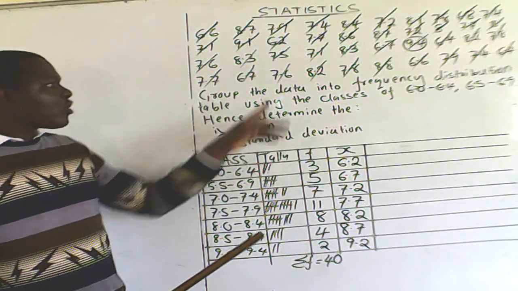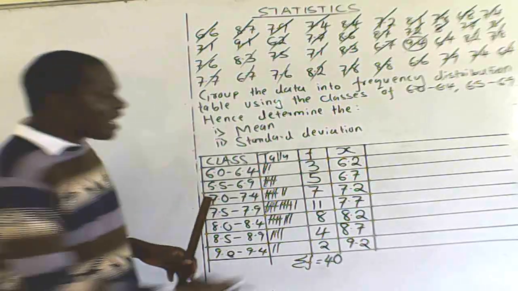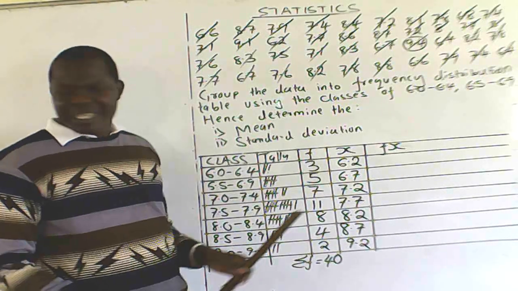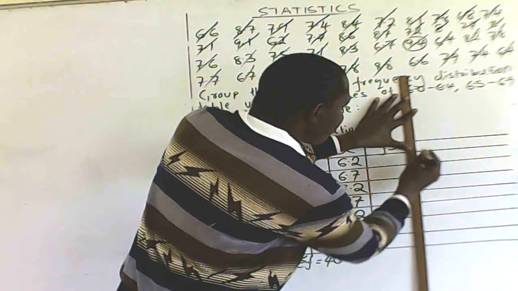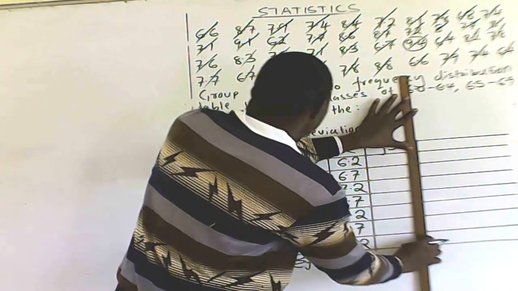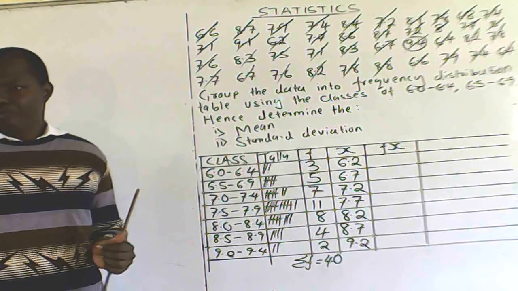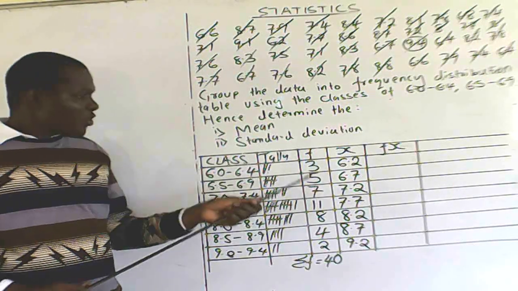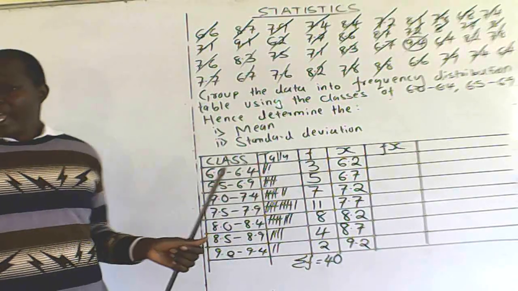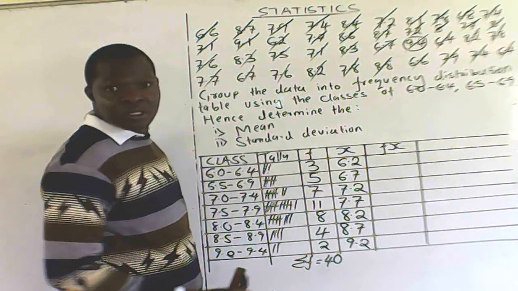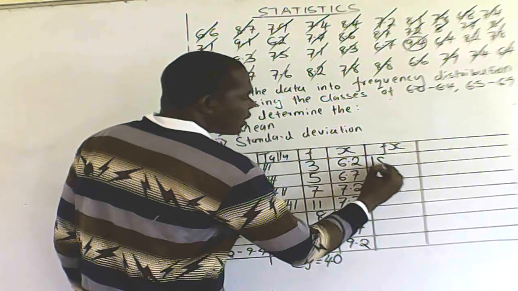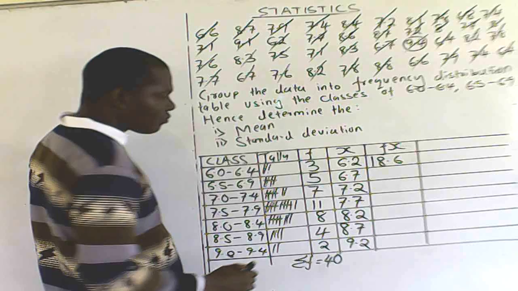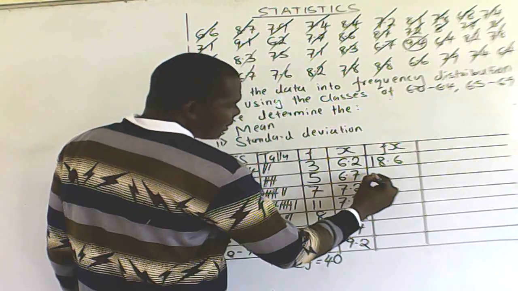9.2. So because we are going to get to the mean, we must have a column of fx, isn't it? So we need a column of fx because we've been told to find the mean, isn't it? So fx means f times x, isn't it? So 3 times 6.2, you get 18.6. You move again. 5 times 6.7, you get 30?